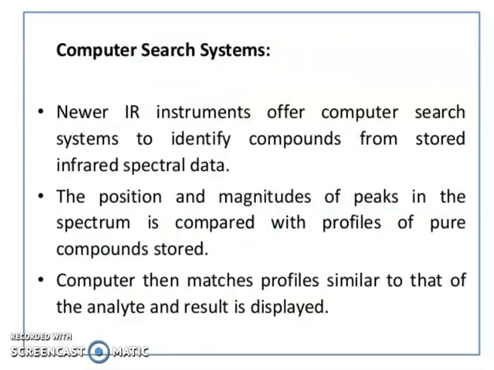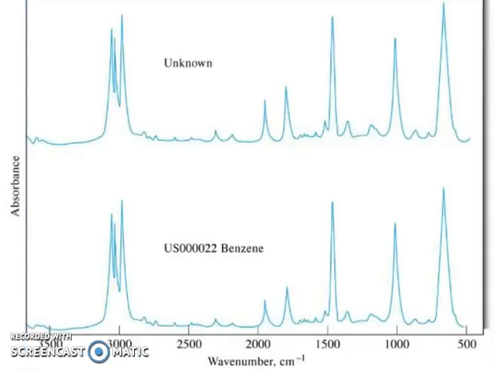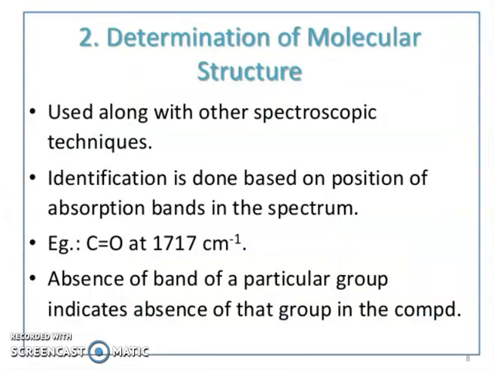Computer search system. Newer IR instruments offer a computer search system to identify compounds from stored infrared spectral data. The position and magnitude of peaks in the spectrum are compared with profiles of the pure compounds stored. The computer then matches profiles similar to that of the analyte and the result is displayed. So you can see the benzenes and your compound is unknown, and then you compare it.